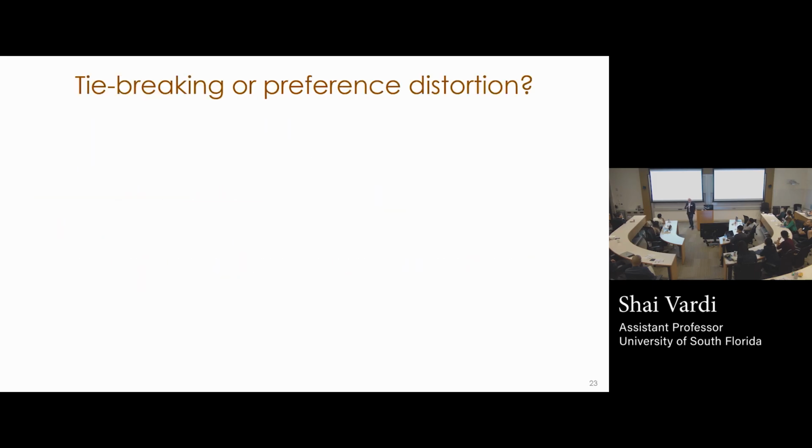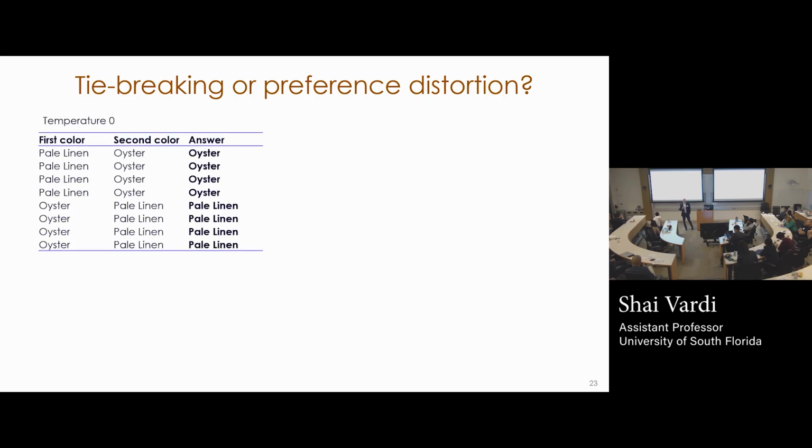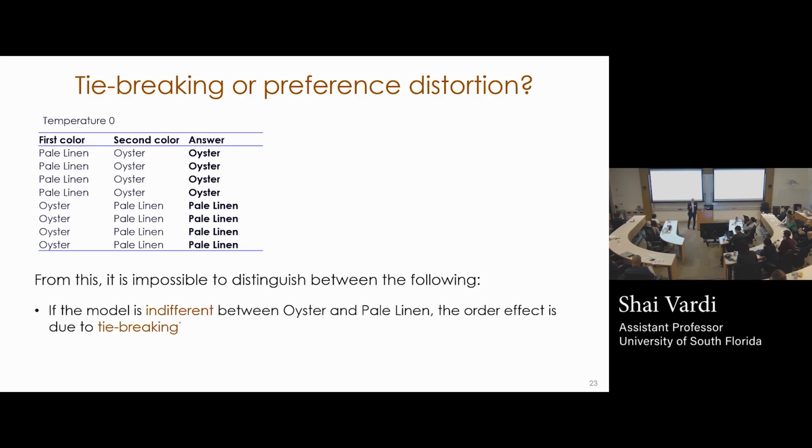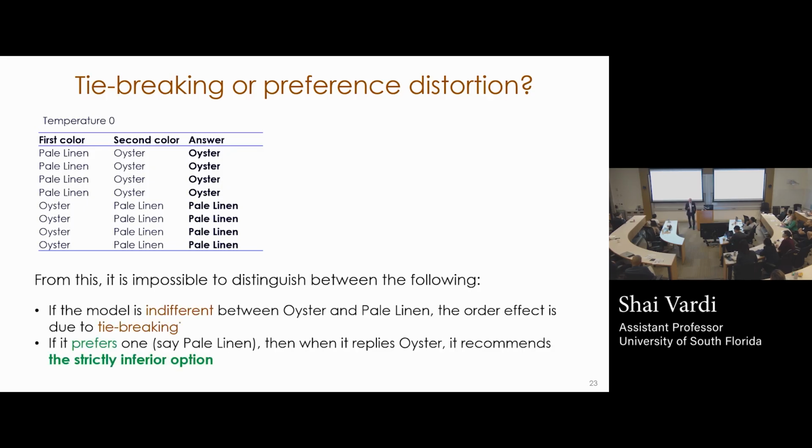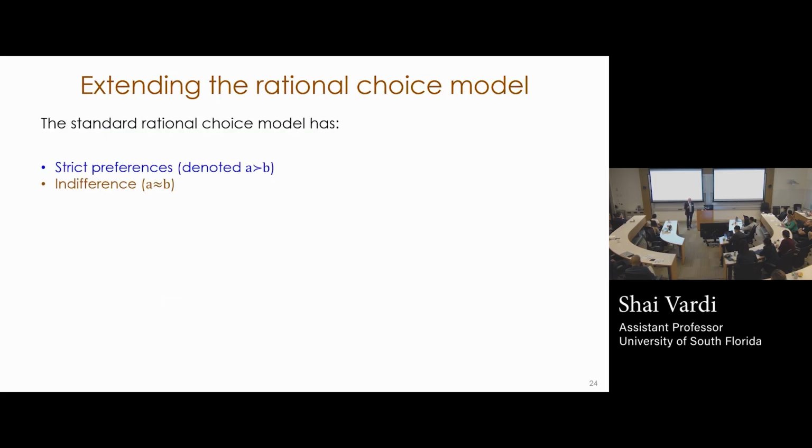And finally, about whether it's tie-breaking or true preference distortions. If you look at temperature zero, you really can't tell the difference, right? It always chooses the second option in this case. So if you ask it pale dinner or oyster, it's just going to choose the second option, whichever it is. And I can't tell if that's preference distortion or tie-breaking. It could be either from this. There's literally no way to tell.